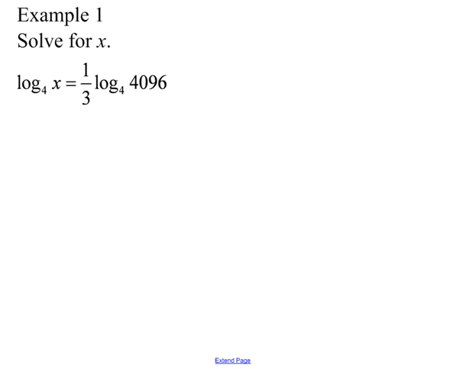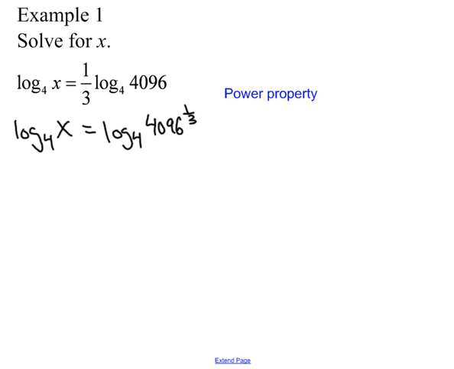Alright, so here's our first example. Solve for x. So our goal is to eventually rewrite this as an exponential equation. But before we do that, we have to do a little rewriting. So there's a little rewriting before the rewriting. So let's use the power property to rewrite this as log base 4 x equals log base 4 4096 raised to the 1/3.